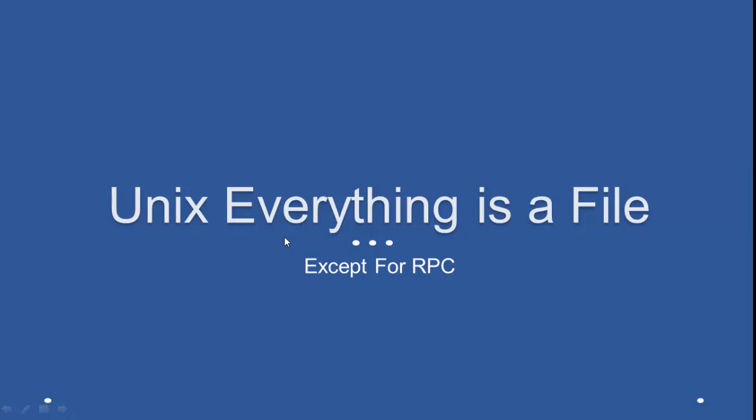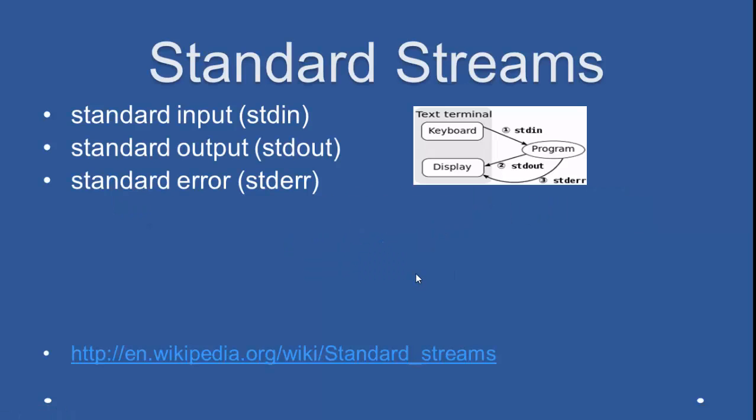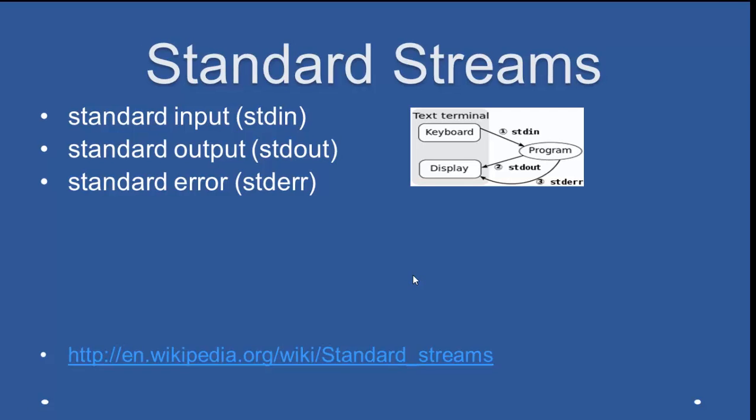In Unix, everything is a file, well, except for RPCs, which are remote procedure calls. And there's a concept that you need to know about, which is called standard streams. You have standard input, which is basically your keyboard, and then you have standard output, which is your display to your monitor. And then you have standard error, which is sometimes either separated from your display monitor or not. You can check out more at the Wikipedia article, Standard Streams.